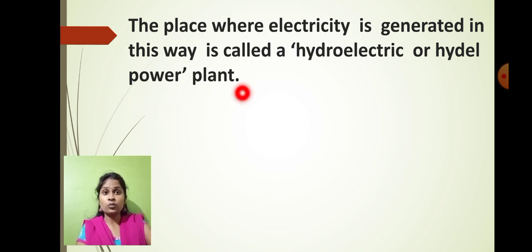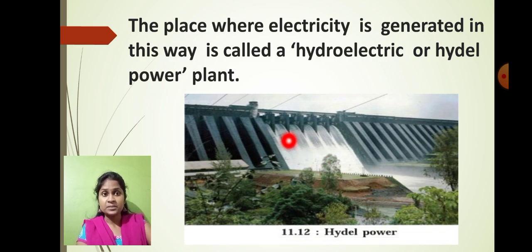As you can see, the place where electricity is generated in this way is called a hydroelectric or hydel power plant. So can you see that? This is the dam. At the height the water has been stored and then it is allowed to fall down, and at the bottom here the turbines are situated. When the water falls down, the turbines will rotate at a higher speed and because of that electricity will be generated. Understood? Now you must have understood the hydroelectric power plant.